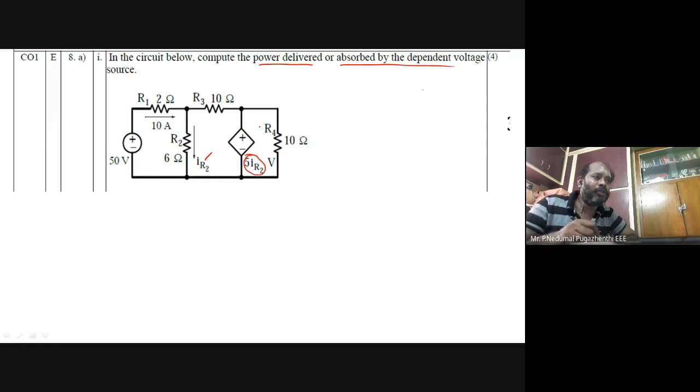Then I should get the current. I should know the current passing through this. If I know the current passing through this and the current passing through this, then I can use the KCL method to find the current passing through that. To know the current passing through this particular 10 ohm resistor, I should know the voltage across this. Then only I can take voltage divided by this resistance value, and then I can find the current value.